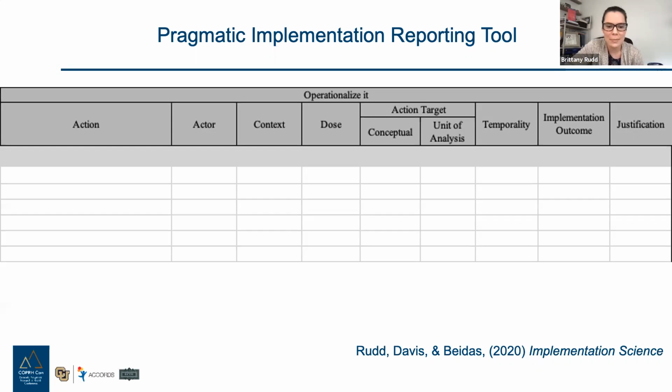The thing that people talk about in implementation science all the time, and the term is evading me now.